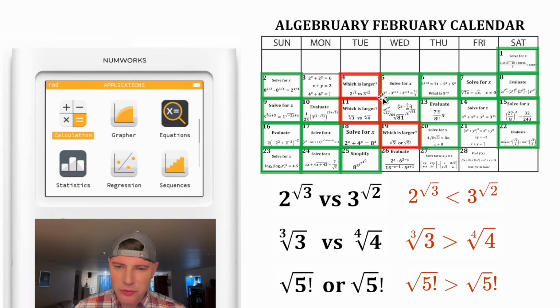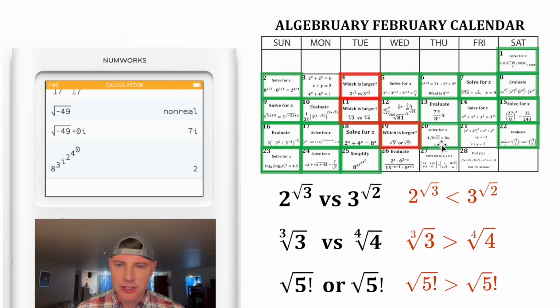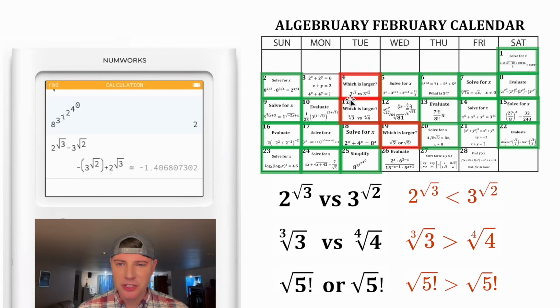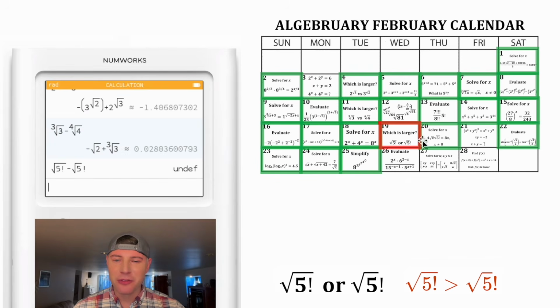So now how are we going to do 4, 11, and 19? These are all comparisons. If we want to do it in one step, we can do this one minus this one. And if the answer is positive, the first one's larger, and if the answer is negative, the second one's larger. So it didn't do the factorial of a square root, which is totally fine. I think I know what I want to do with that.